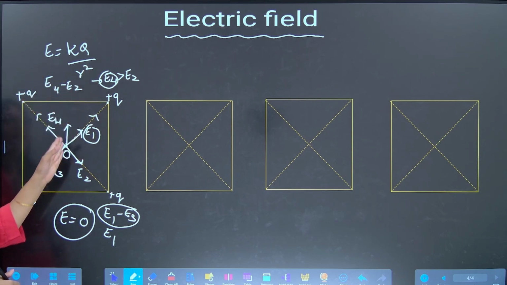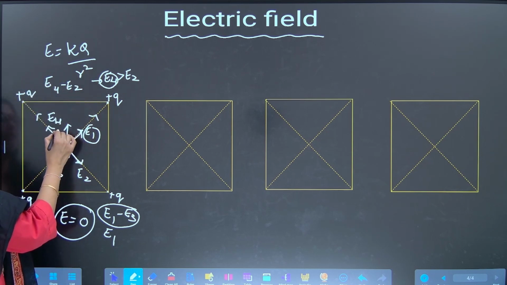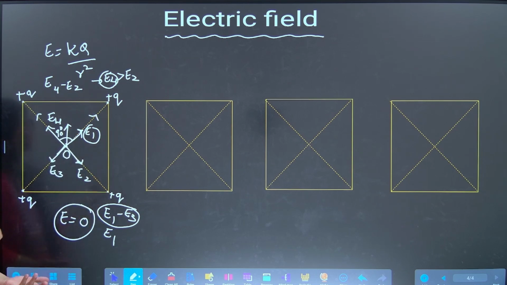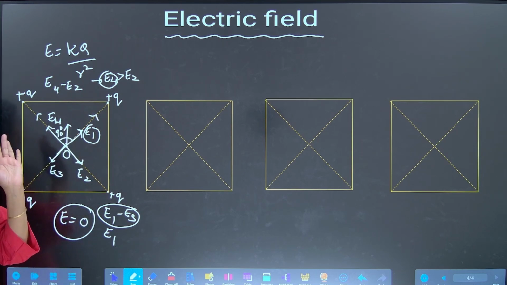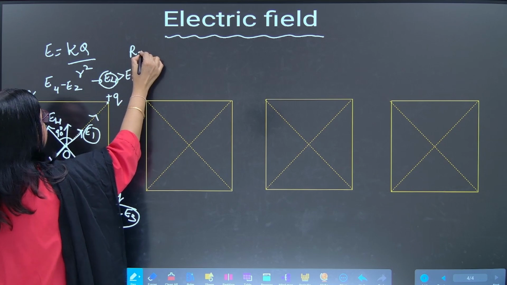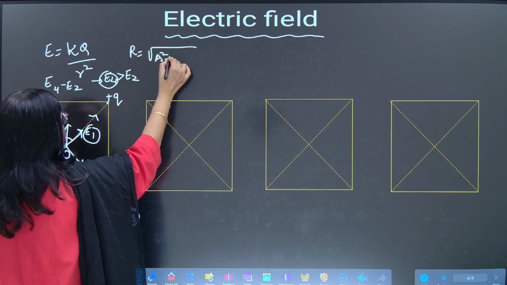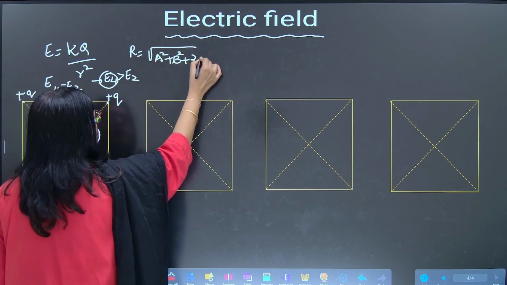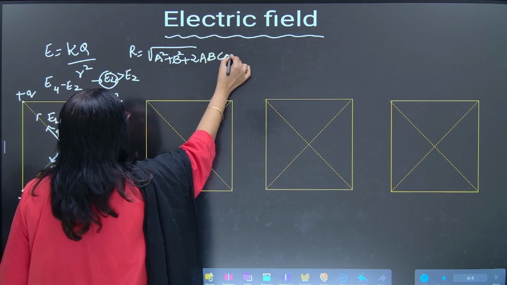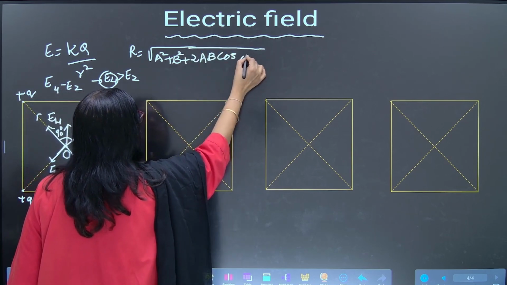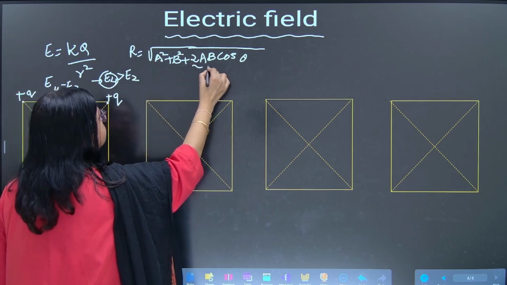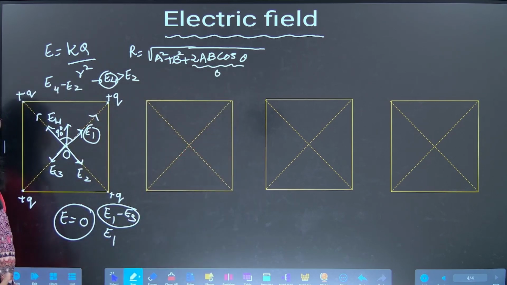Clear? You are done. Then the angle between these two is 90 degrees. Solve using the resultant formula. What is our resultant formula? R is equal to root of A square plus B square plus 2AB cos theta. Here theta is 90 degrees. So now automatically this portion will become 0. Fine. This is the case when all are positive charges. If they are equal, Q, Q, Q, Q, my answer E will be equal to 0.